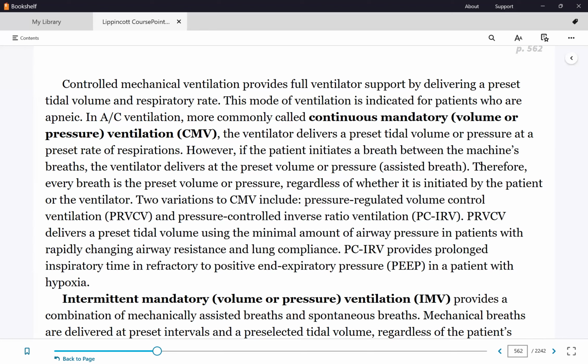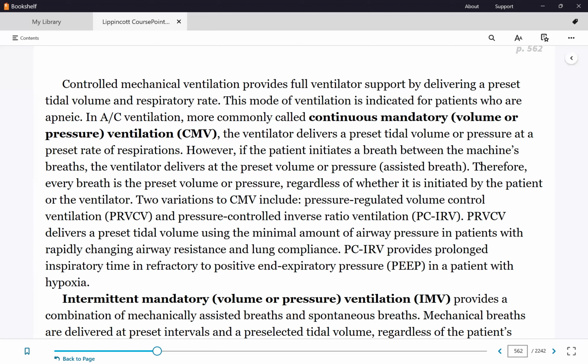The number of breaths per minute, meaning is the patient restricted to 10 per minute? No, because the patient can initiate a breath. Okay, so therefore, can the patient increase the total breaths per minute? Yes, the patient is allowed however many you want. Every time you want one, here you go. The patient can't control the tidal volume though. They can only control how many breaths total they get per minute.